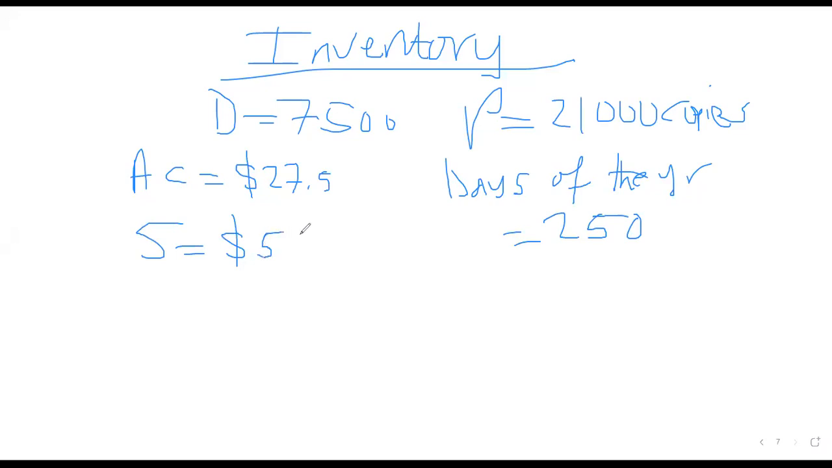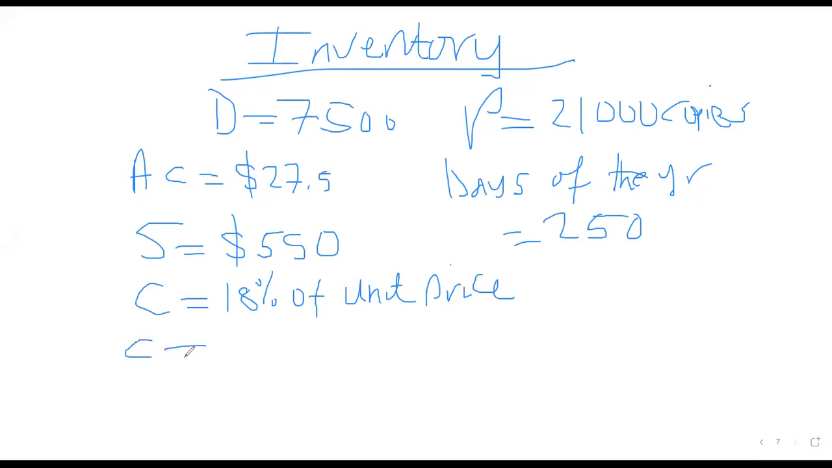So this question even came from the pamphlet there. Then the carrying cost they're saying is 18% of unit price. So meaning that our holding cost is 0.18 multiplied by 27.5. So our C is equal to 0.18 times 27.5, which is $4.95.